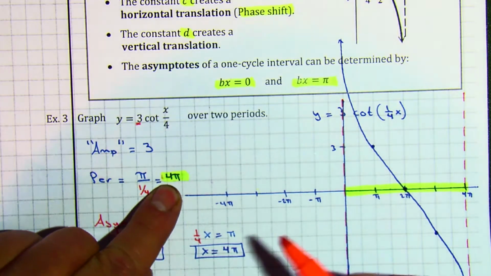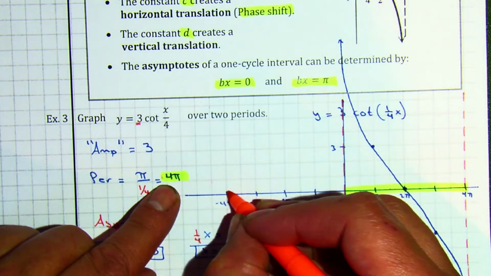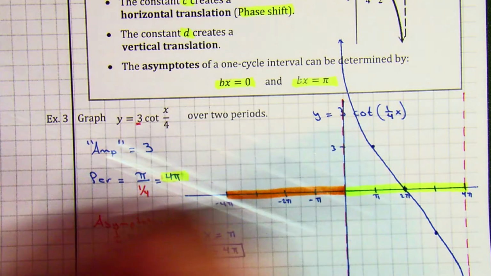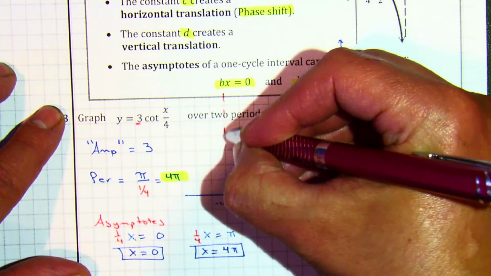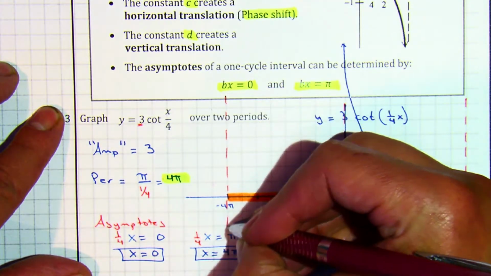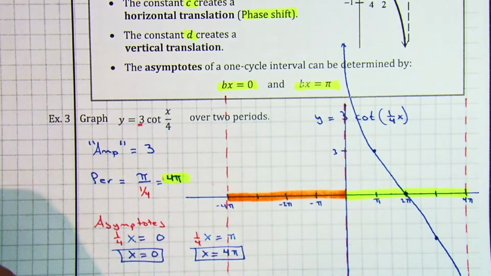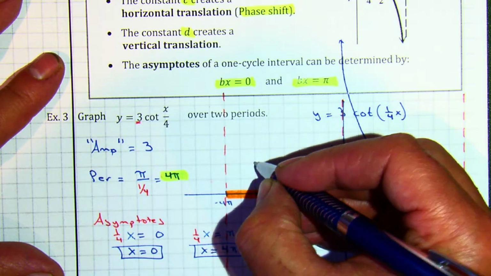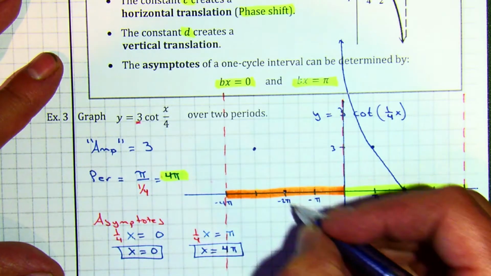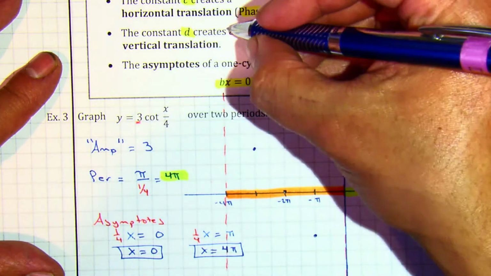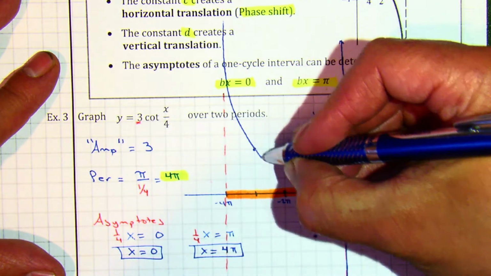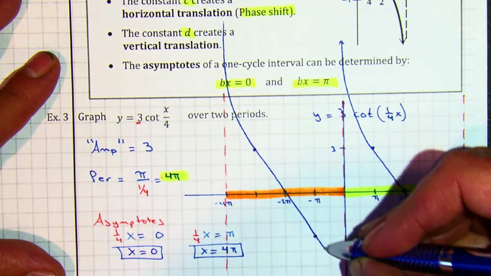The period is 4 pi, so I'm going to highlight 4 pi on the left. I'm going to place my asymptote. I'm going to divide in 4 sections. It's already divided, so it'll be 3, 0, -3. I come down from here, pick up those points, and come back there.